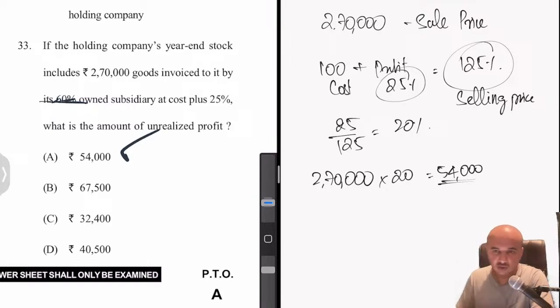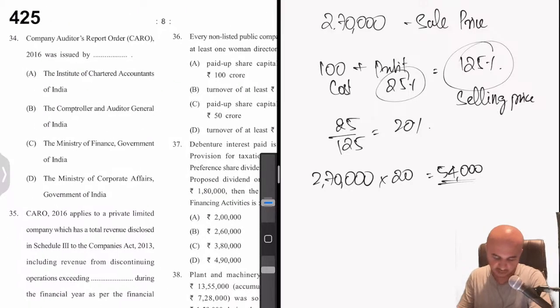Okay, Vasant Kumar, I hope you understood the right option. Let's move on to the next one. This would be the last set of questions which we will be solving today.